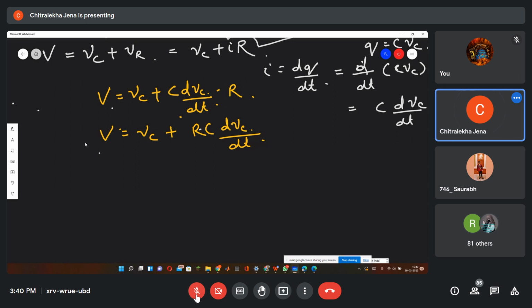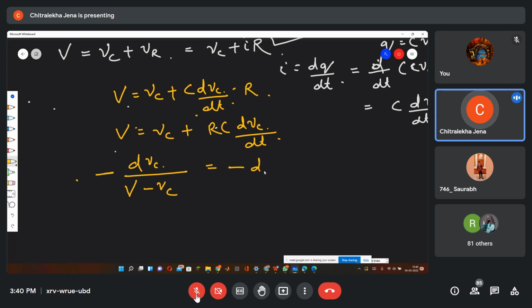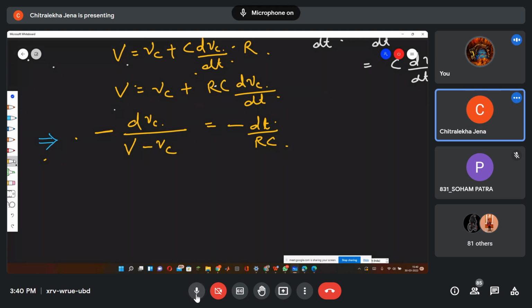So now we have this much. Now can I write this as dVC divided by V minus VC is equal to minus dt divided by RC? Check whether it is correct or not. Don't look at my board, do it yourself and check whether it is correct or not. It is correct? Yes.